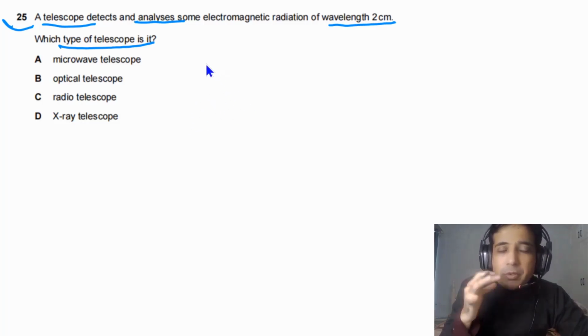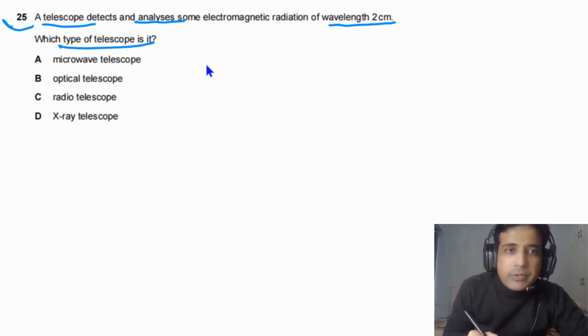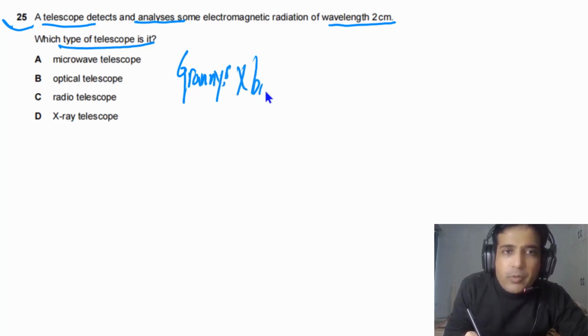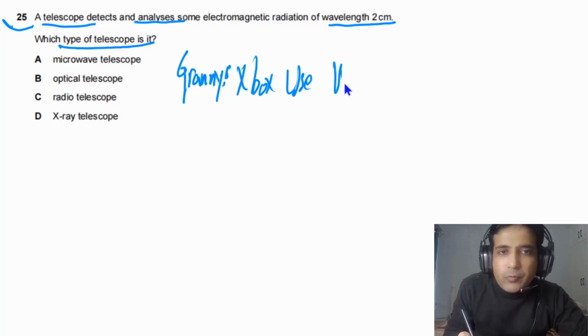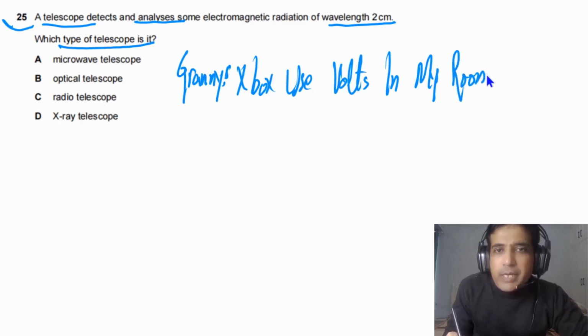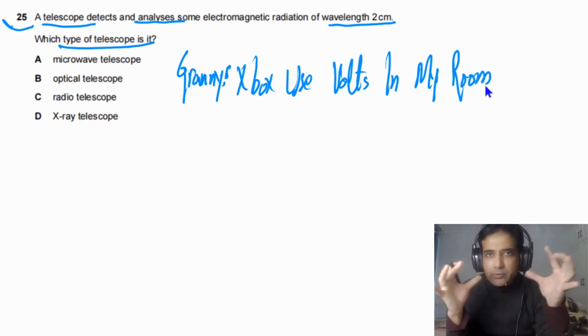In order to remember the order of electromagnetic radiation, simply you can remember "Granny's X box, use volts in my room." Use volts in my room. And you can remember the order of electromagnetic radiations.